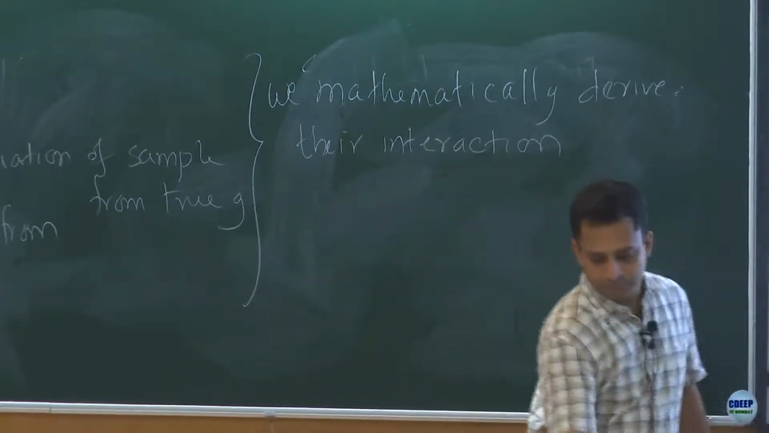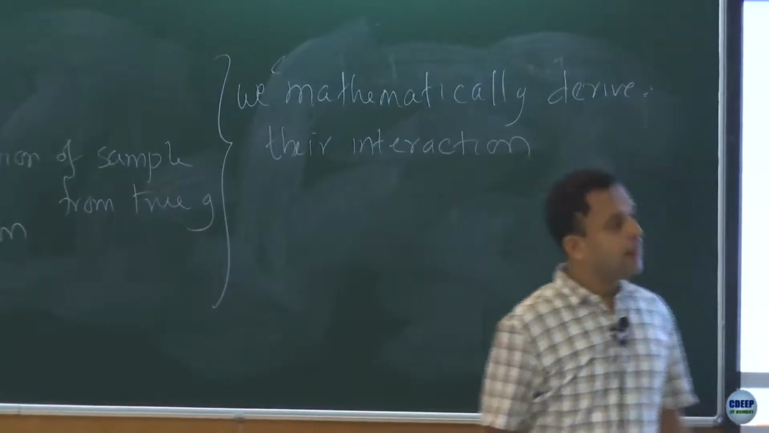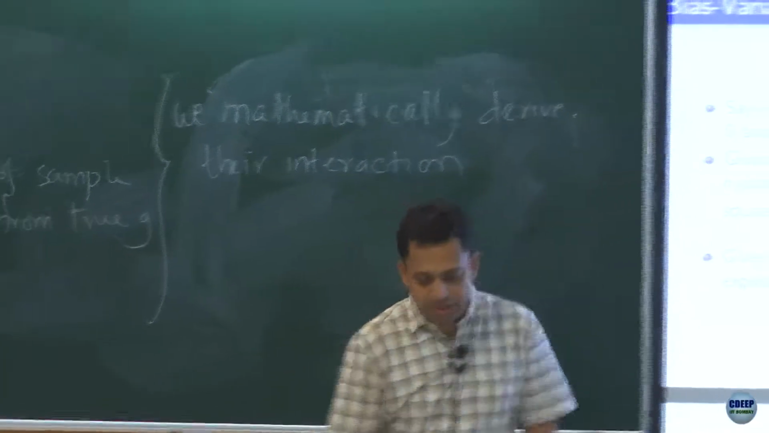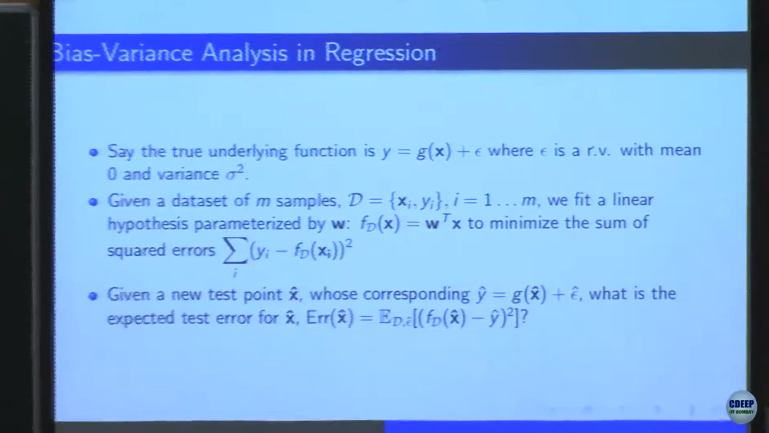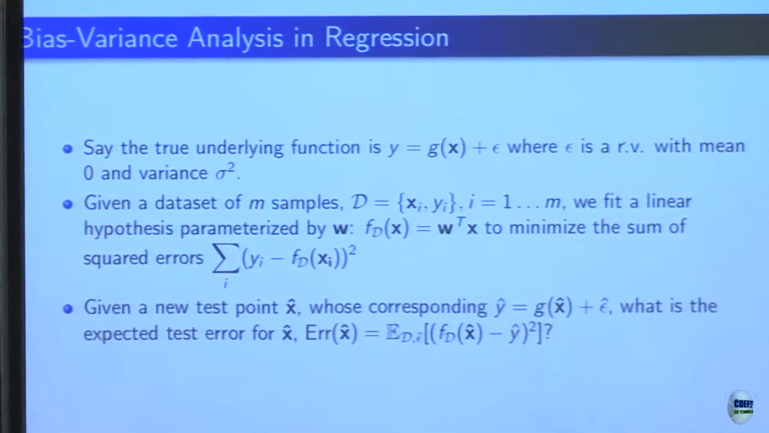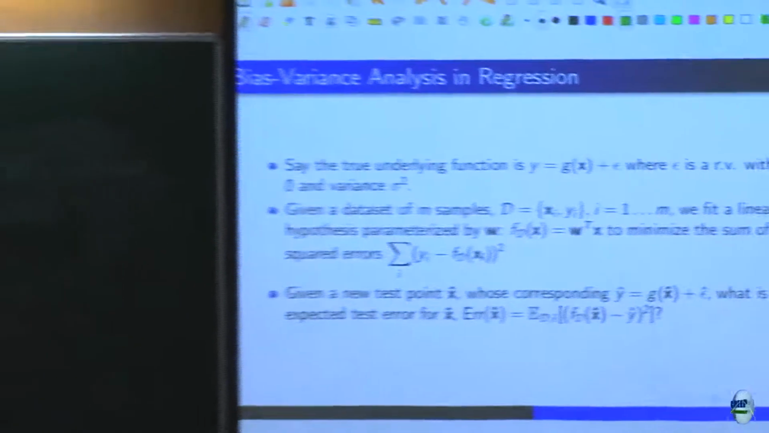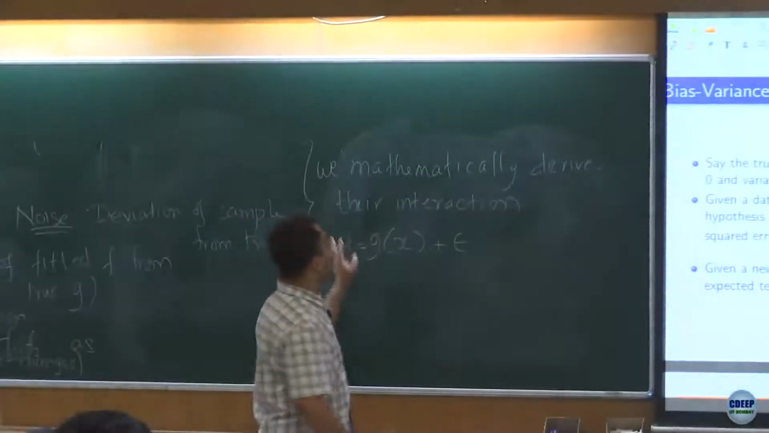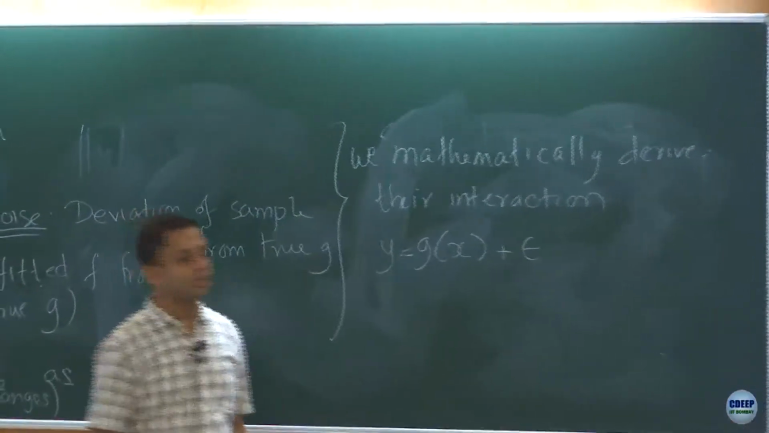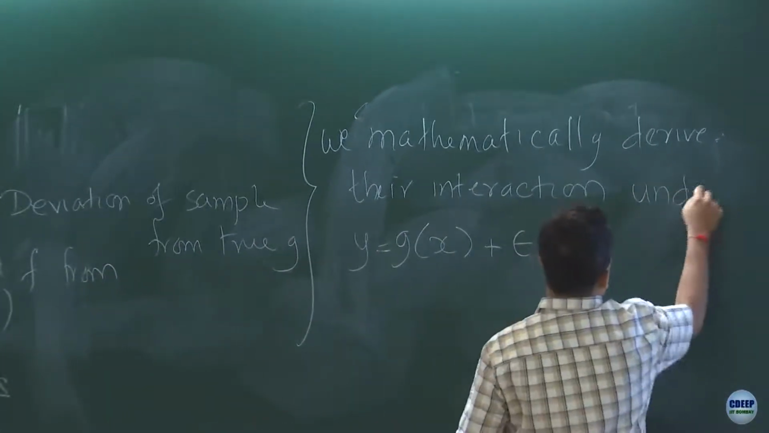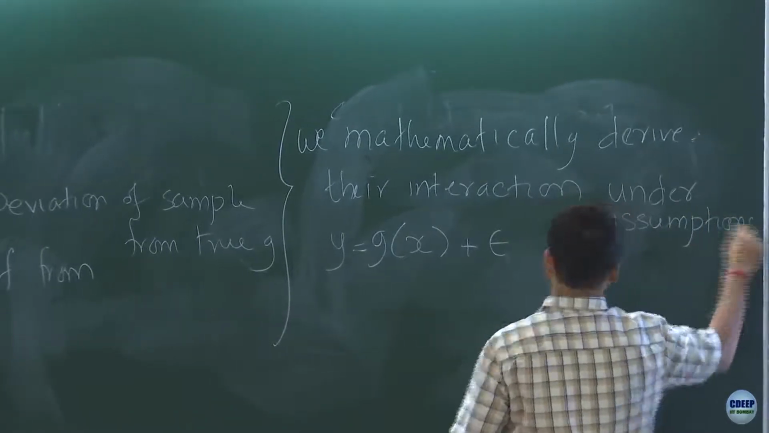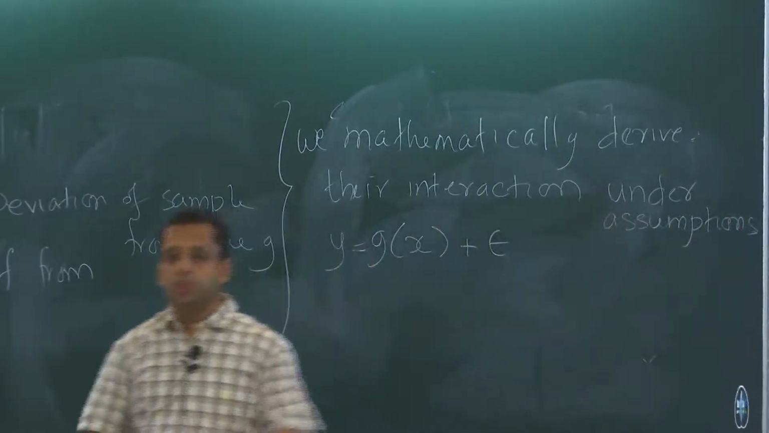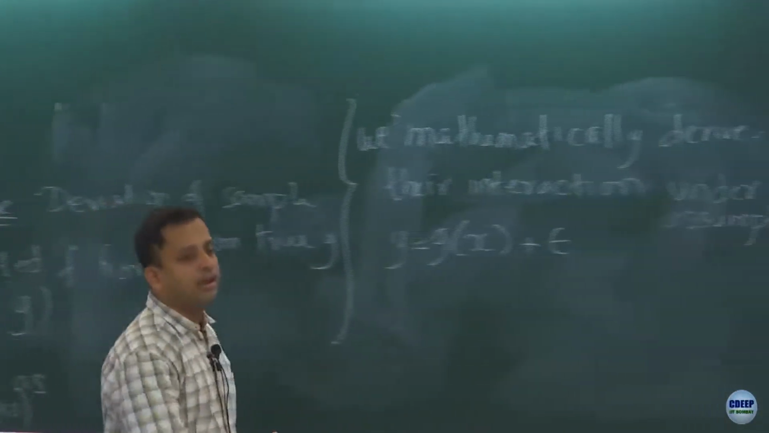Okay, and that's through a decomposition. So let's say the underlying distribution is y = g(x) + epsilon, where g is the true function, and this is an assumption. Now we are going to do this interaction under assumptions. So I am not claiming to do this interaction in general. We understood those individual concepts in general, but now their interactions will be derived under certain assumptions.